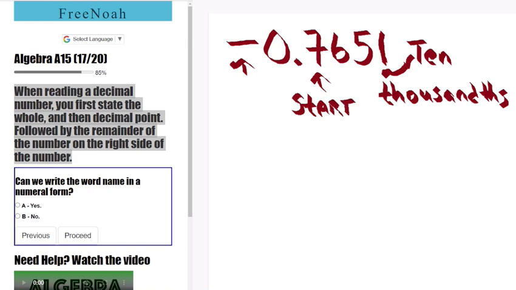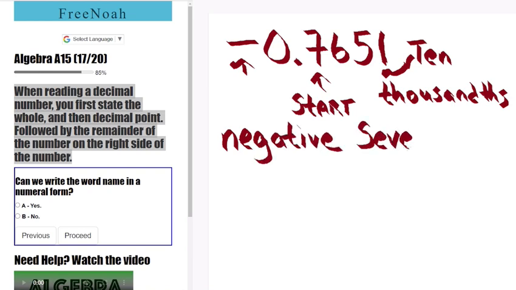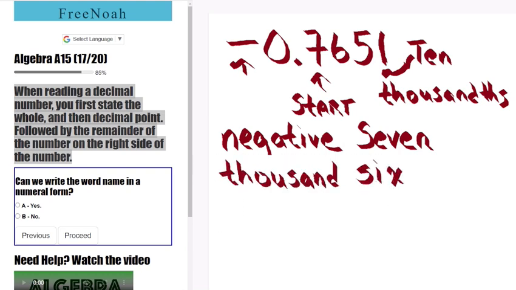So we're going to start with the 7 here. Negative 7,000. Let's give it a moment here. Give me a moment. Let's remove this. Negative 7,651 10,000ths.